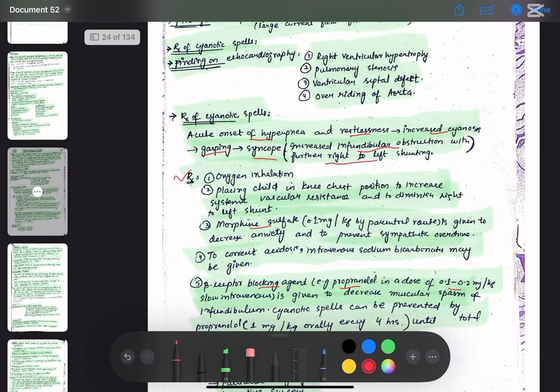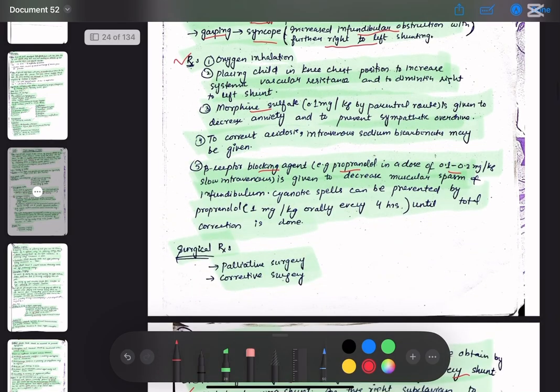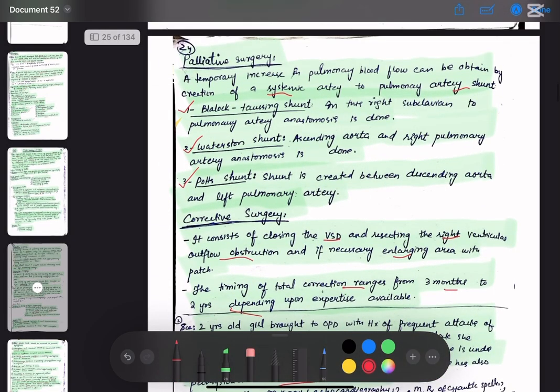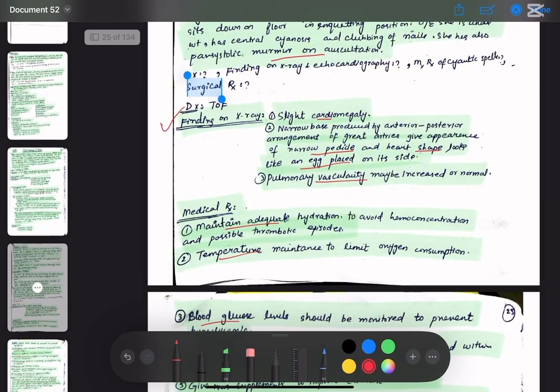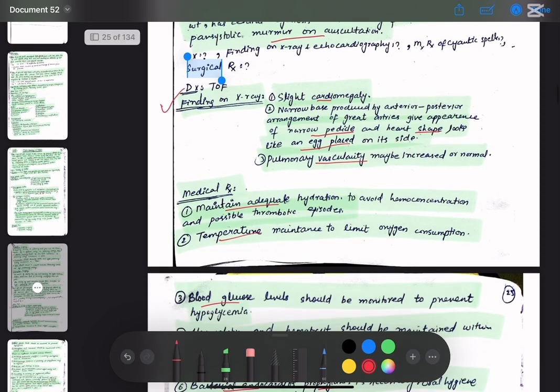Okay, these are the cyanotic spells, that is, acute onset of hyperpnea and restlessness, increased cyanosis, gasping, and syncope, with an increase in ventricular obstruction and further right to left shunt, and these are the surgical treatments. These are the types of shunts that are used, and these are the findings on X-ray, that is, cardiomegaly and an egg placed on its side, and the pulmonary vascularity may be increased.